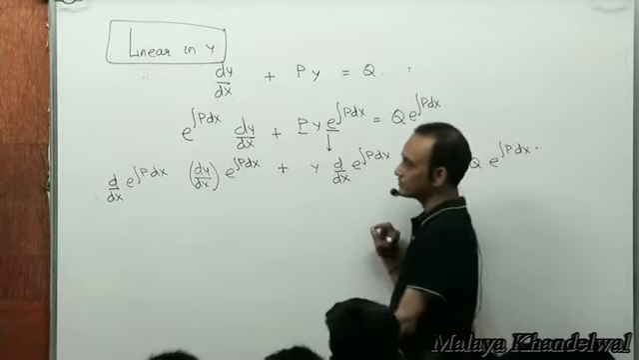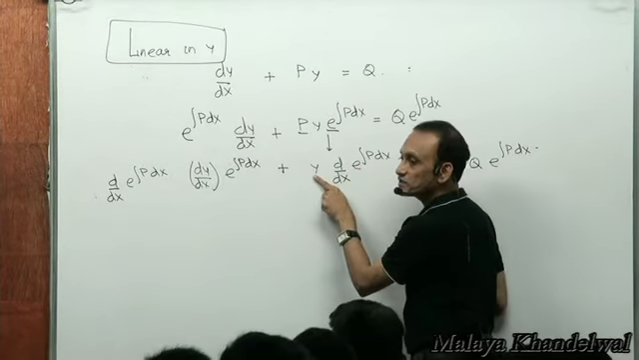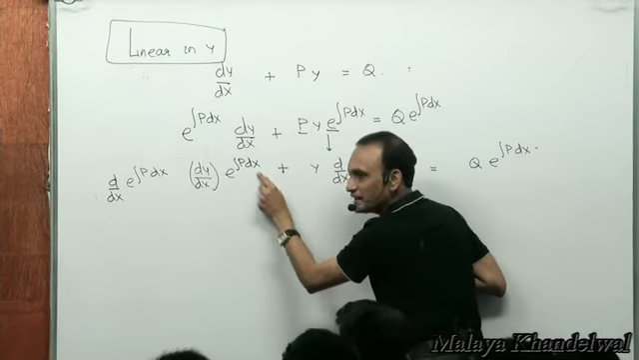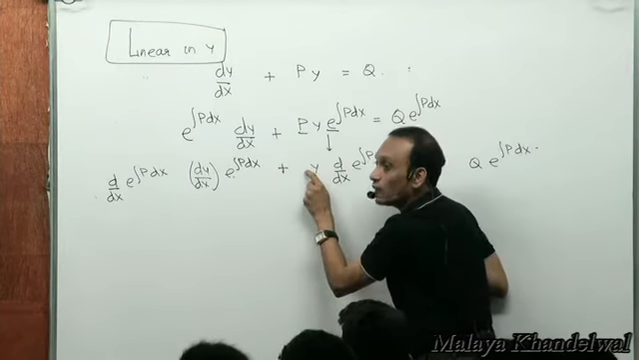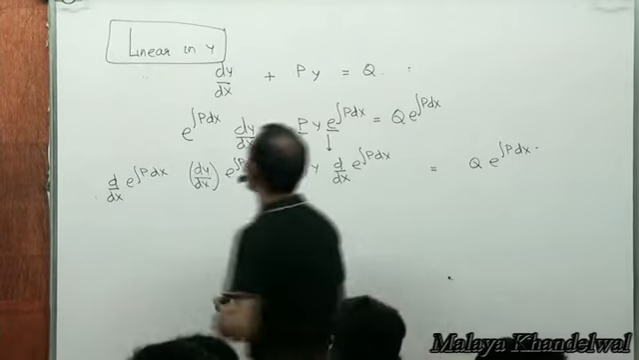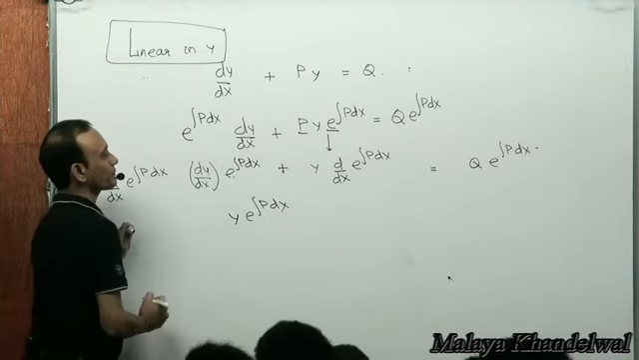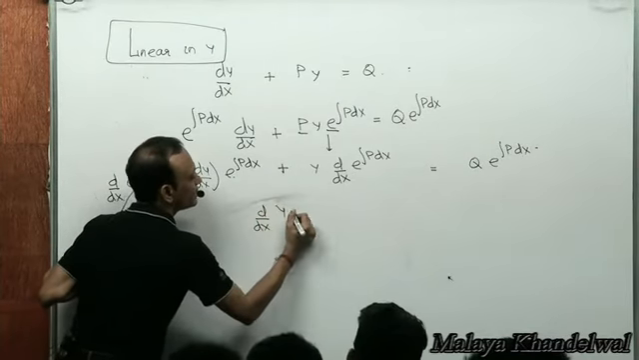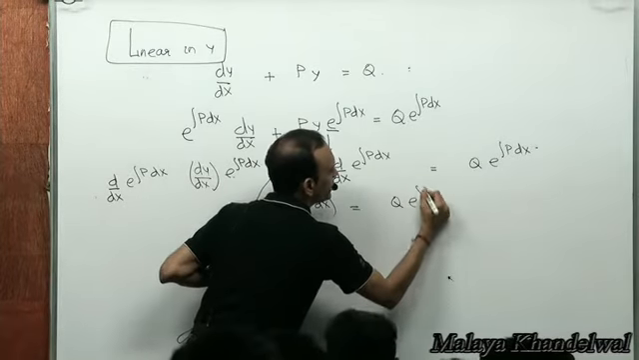What do you think this is going to be? Derivative of first function into second function plus derivative of second function into first function. y is one function, e power integral p dx is second function. Derivative of y into this plus derivative of this into y is the derivative of the product of two functions, yes or no? So this is d/dx of y e power integral p dx equal to q e power integral p dx. Yes or no?